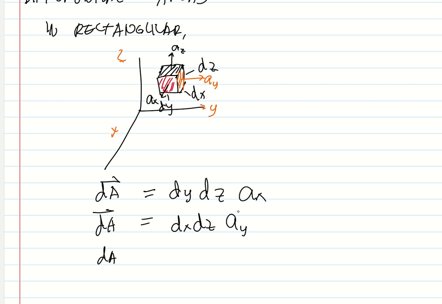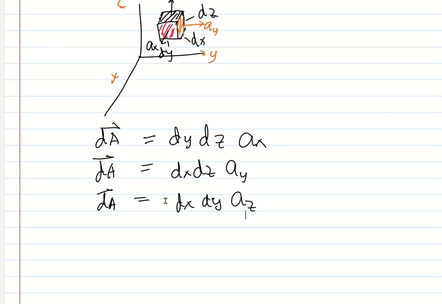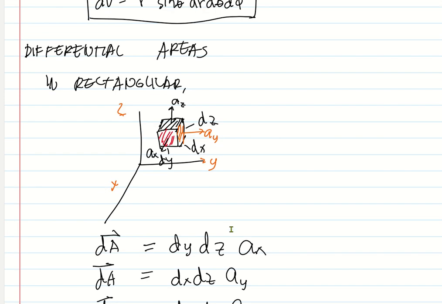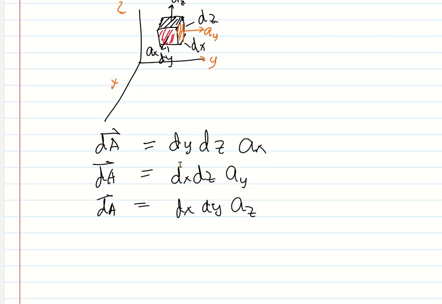And that differential area now will be equal to dy times dx, or dx dy. It's just length times width in the z direction, az. So these are our differential areas in vector form. We can also make them scalar by removing these unit vectors. This is in rectangular coordinates.